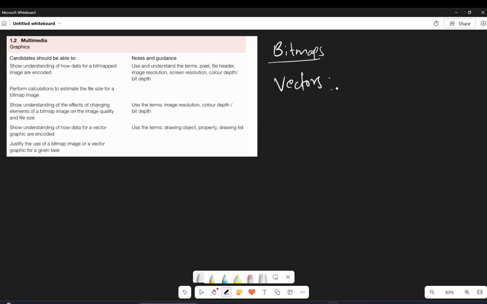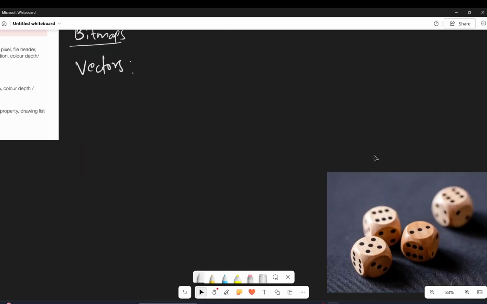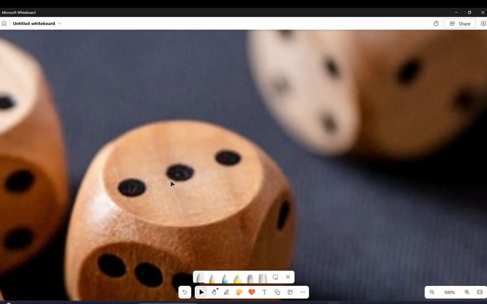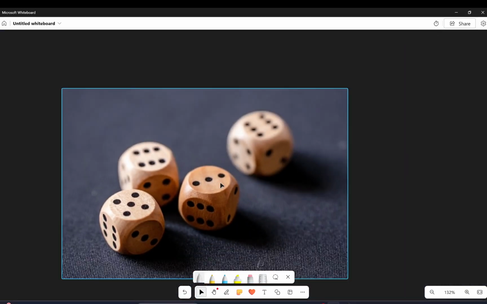Another detail I forgot to mention was that bitmaps suffer a problem of pixelation. Pixelation is basically when you zoom a lot into an image, it has a tendency to be pixelated. You can see it here. You could see tiny boxes here. This is a problem with bitmap images.